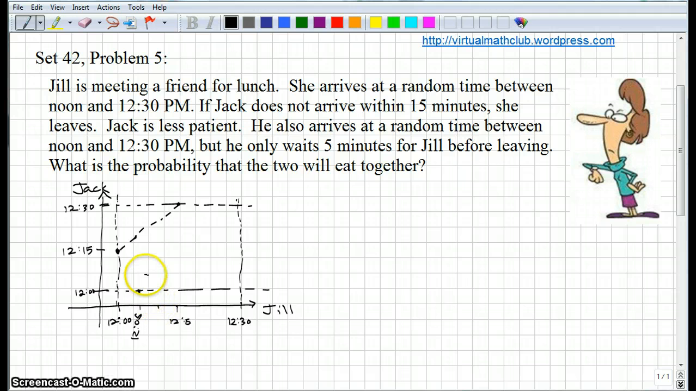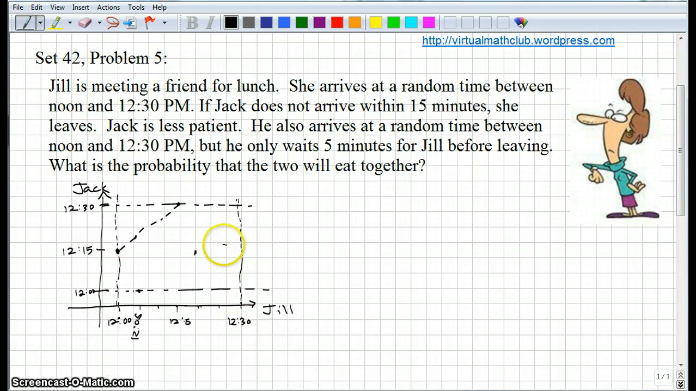And so let's look at another case. If Jack arrives at 12:15, then Jill would have to arrive by 12:20, which is probably, let's see, right around in here, right?